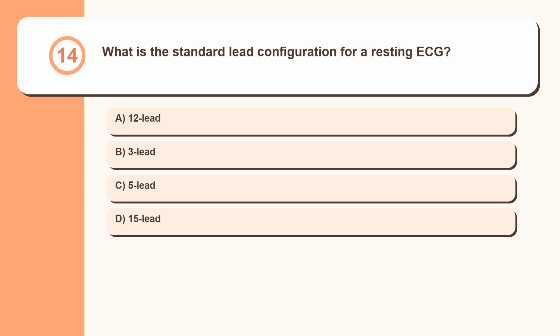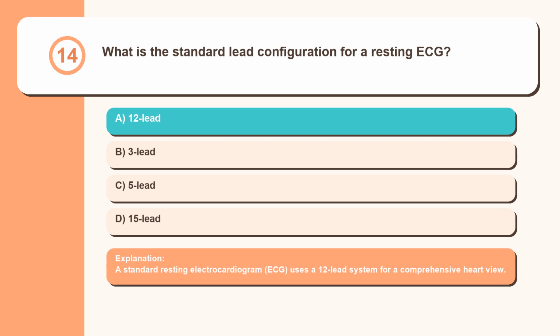Question 14. What is the standard lead configuration for a resting ECG? 12 lead, 3 lead, 5 lead, 15 lead. A standard resting electrocardiogram, ECG, uses a 12-lead system for a comprehensive heart view.